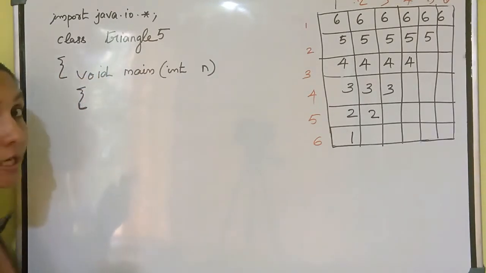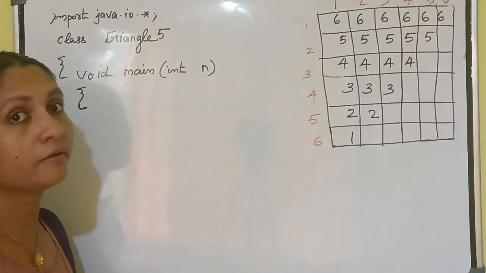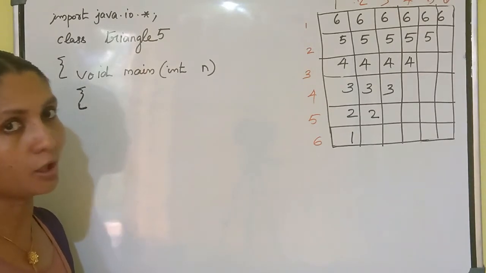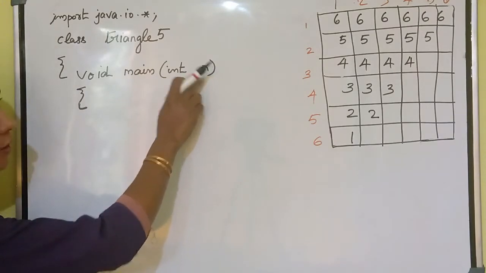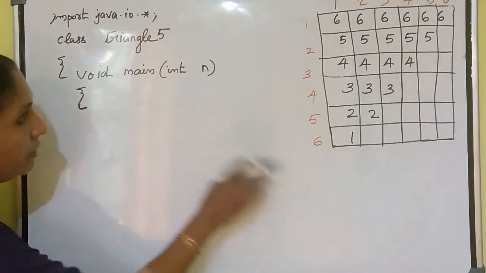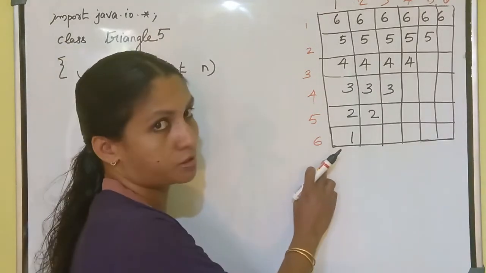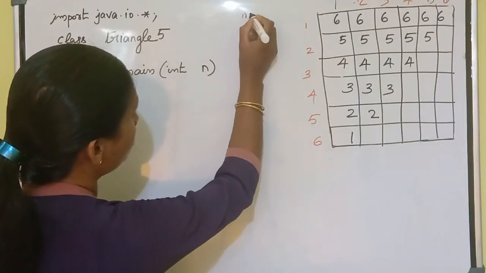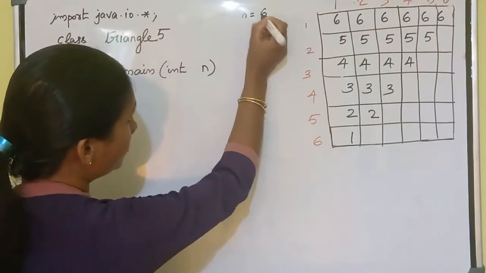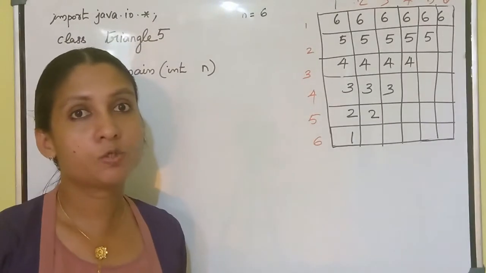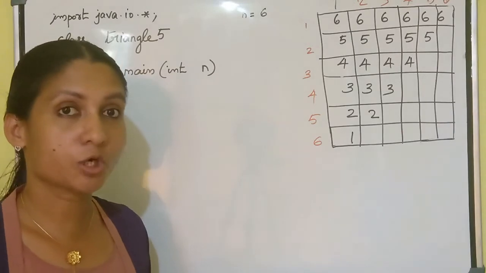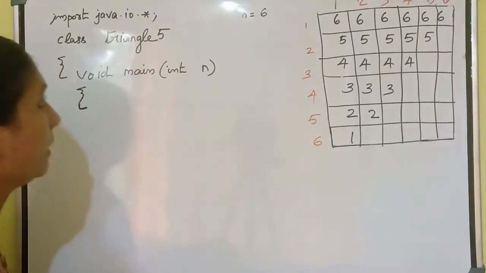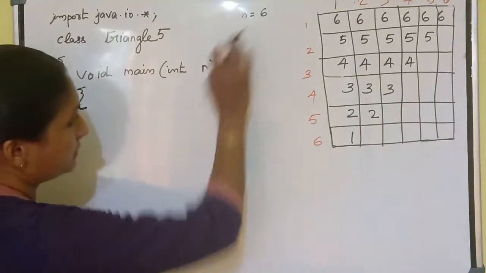We know when you are creating a triangle shape, we need only the row number, the limit of the row. This n represents the limit of the row. In this question we have 6 rows. Then in this question n represents 6, and the user can enter the number of rows. You can give the choice to the user. Here it is 6.